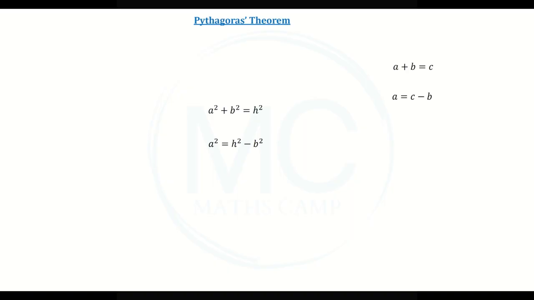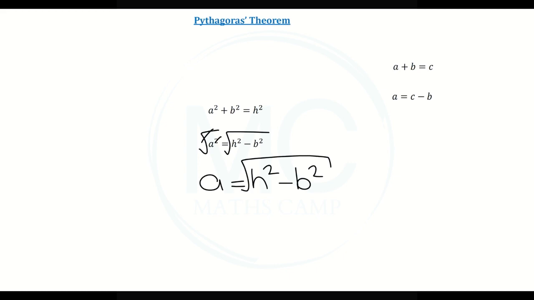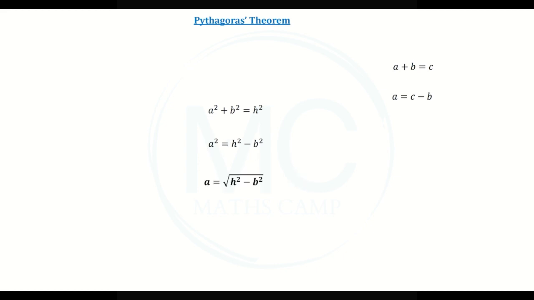Then, to get A by itself, we square root both sides. On the left, the square and the root will cancel, and we're left with A is equal to the hypotenuse squared minus B squared, all under a square root. If the unknown side is not the hypotenuse, all we do is subtract the square of the other known side from the square of the hypotenuse. Let's put our formula up here, and we can look at some examples.